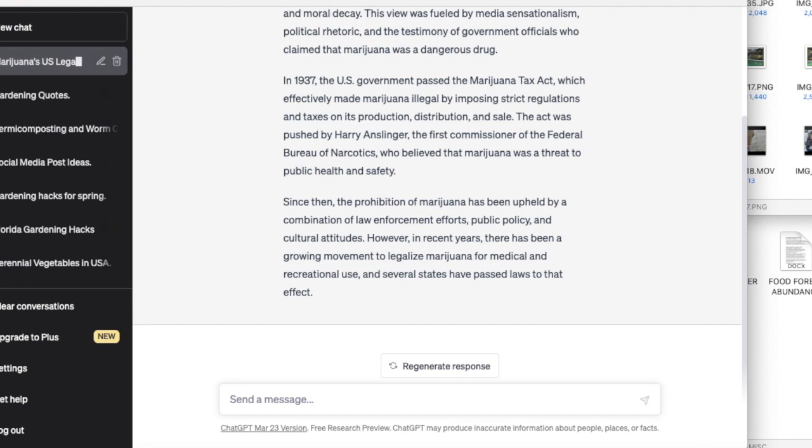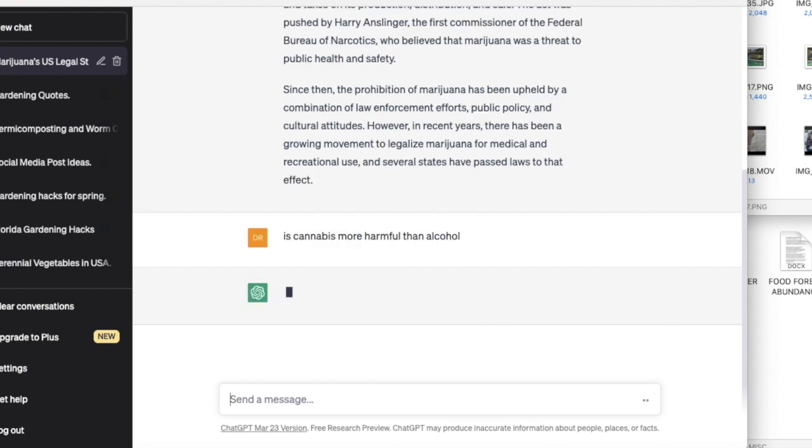Okay, so I'm setting it up here for some of the next questions that we're going to ask. So the next question I ask it is: is cannabis more harmful than alcohol? Okay, here's what it said.